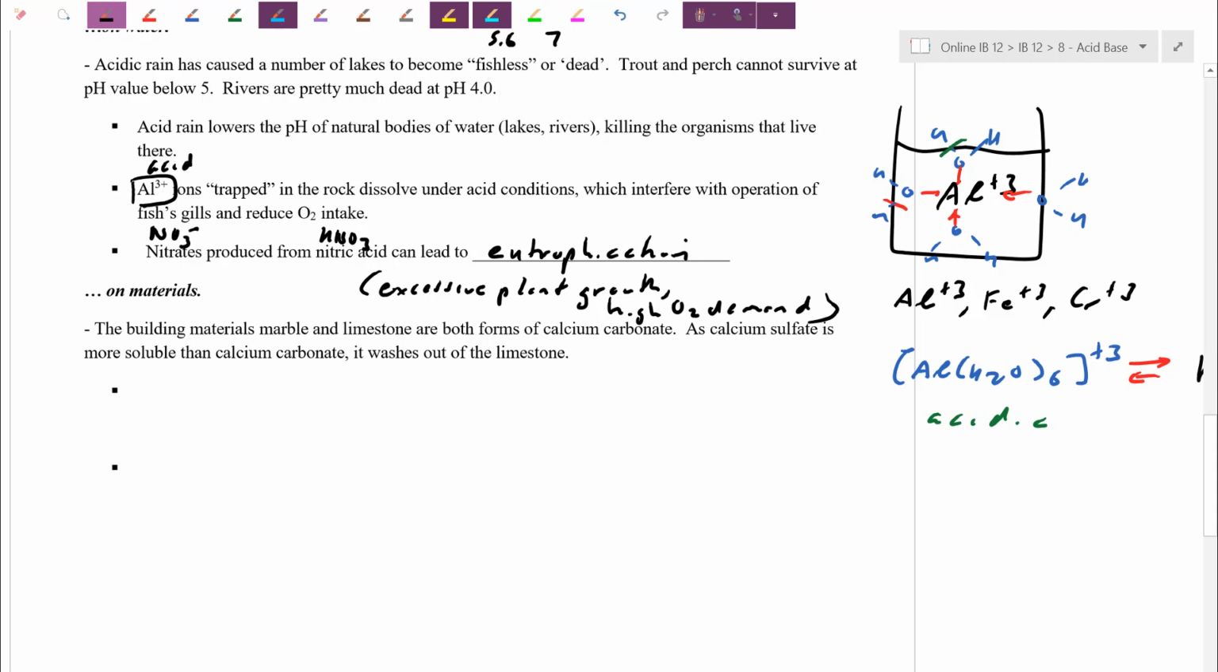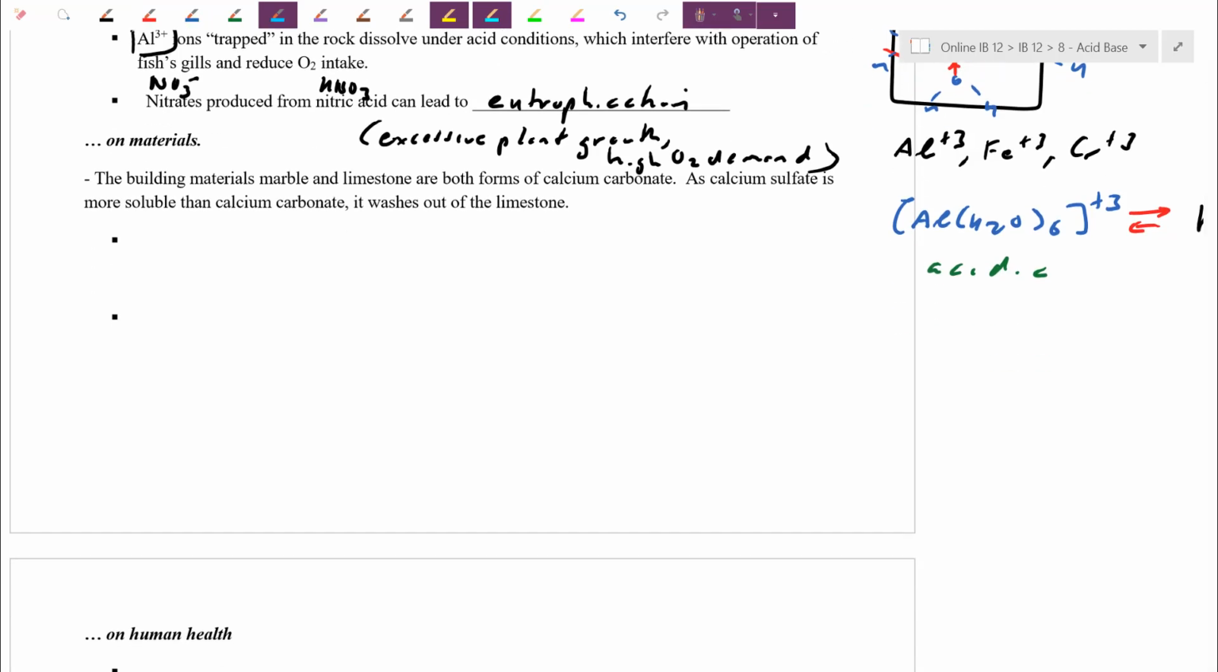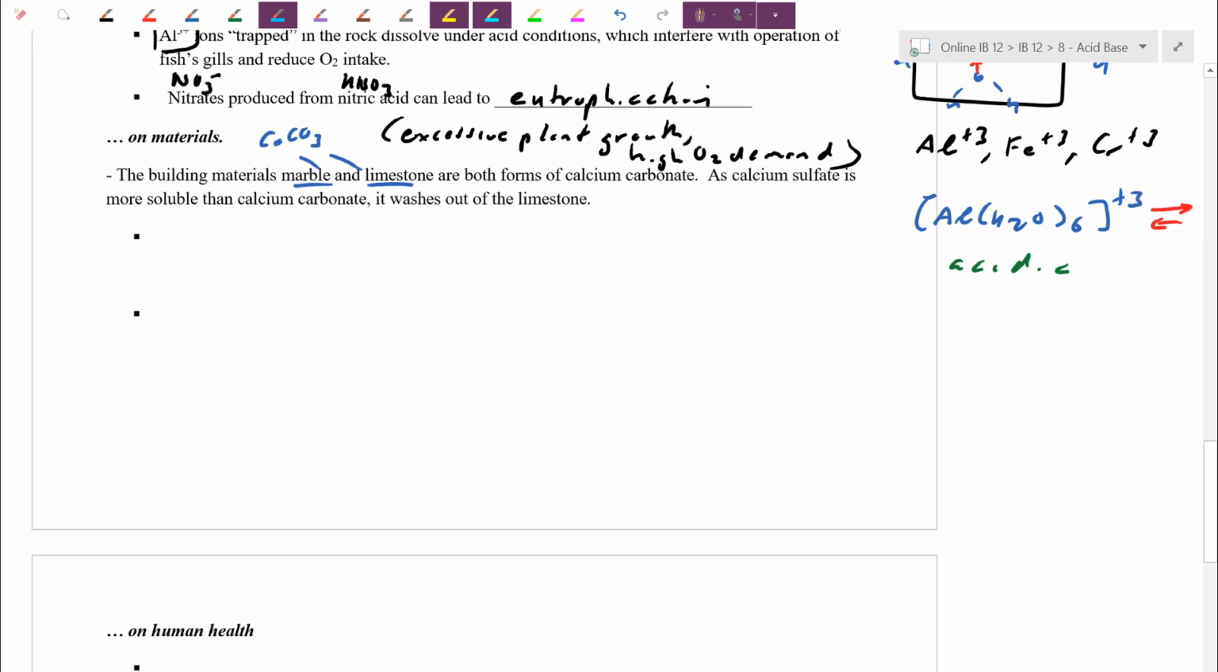Right? What about on materials here? On materials, especially building materials like marble and limestone, I already referred to. These ones here are calcium carbonate. They're essentially what our table chalk is made out of. Calcium carbonate. Calcium sulfate is actually more soluble than calcium carbonate. It's going to wash out of the limestone.